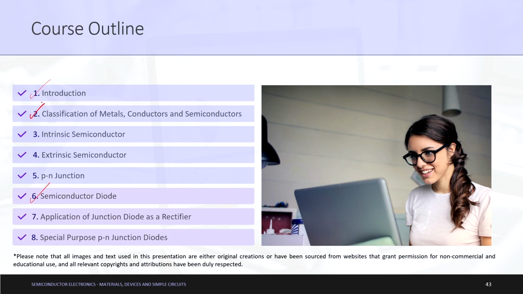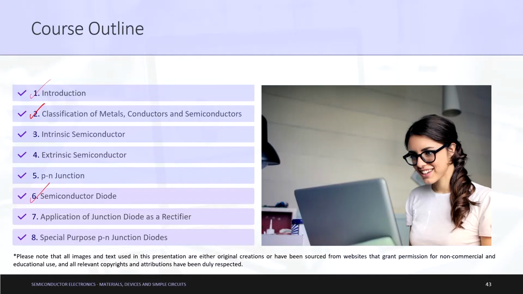Then the second concept was the classification of metals, conductors and semiconductors. We basically classified how to define what material can be said to be a conductor, semiconductor, insulator, etc. Then we also understood the concepts of conduction band, valence band, energy gap and band theory of solids. Then we understood two types of semiconductors. One was the intrinsic semiconductor and another was the extrinsic semiconductor. In extrinsic semiconductors we understood two different types also.